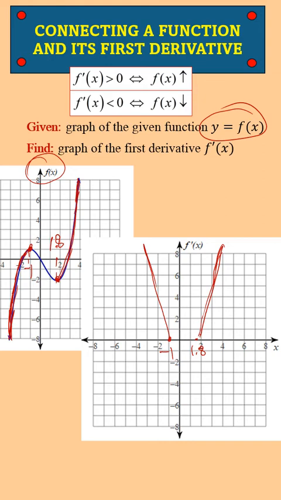Next interval. From -1 to 1.8, the function decreases. So the function decreases, the derivative is negative. The graph of the derivative, if the derivative is negative, must be under the x-axis. So this part is like that.